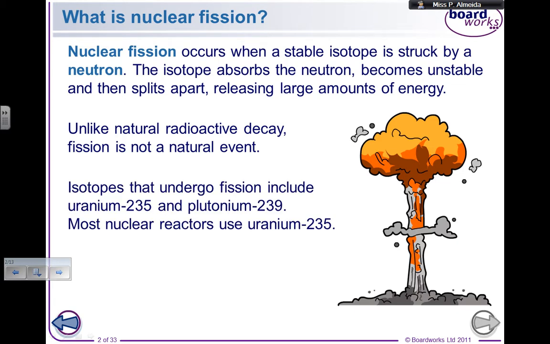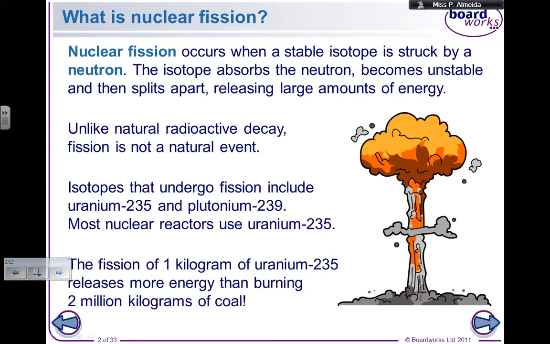The isotopes that undergo fission include uranium-235 and plutonium-239, and most nuclear reactors use uranium-235. If you are wondering what this number 235, 239 is, that's the mass number, the number on the top when you see the chemical symbol, okay? So the number of neutrons plus protons.